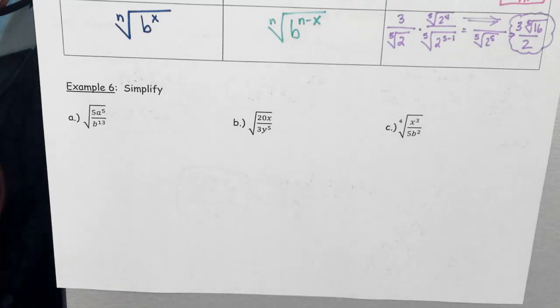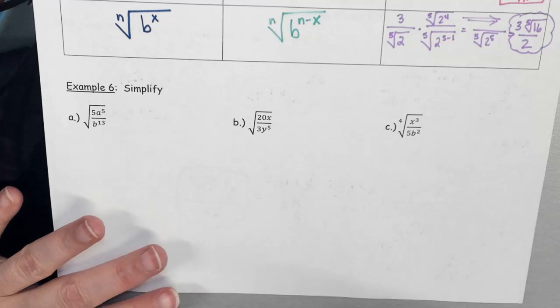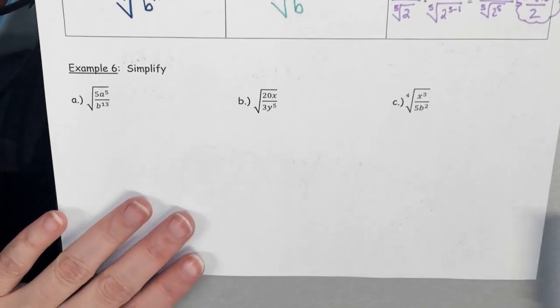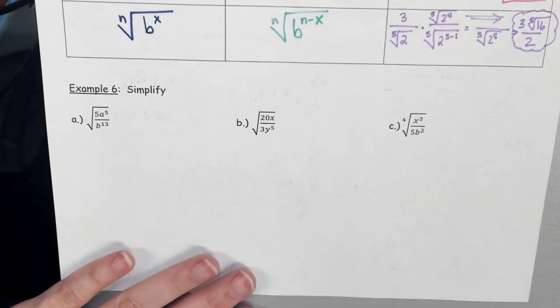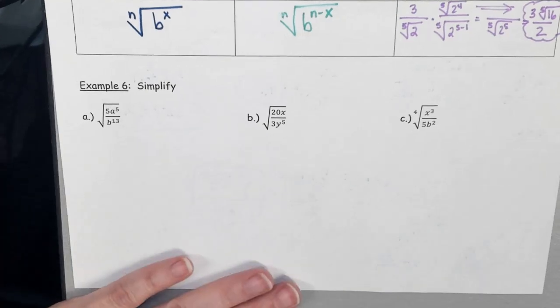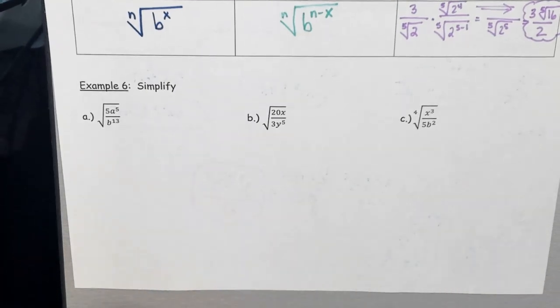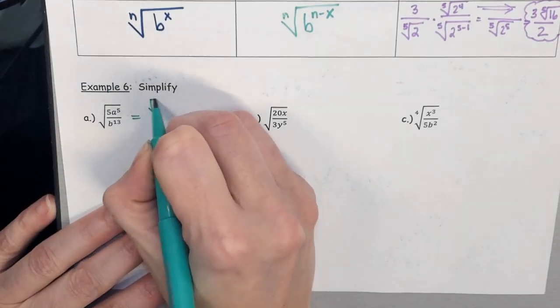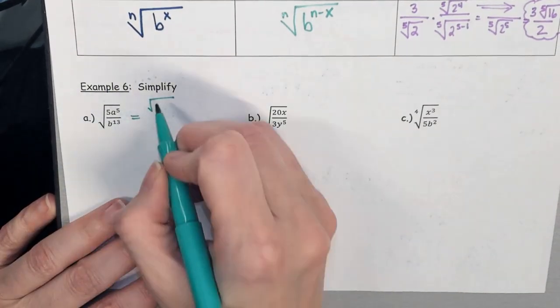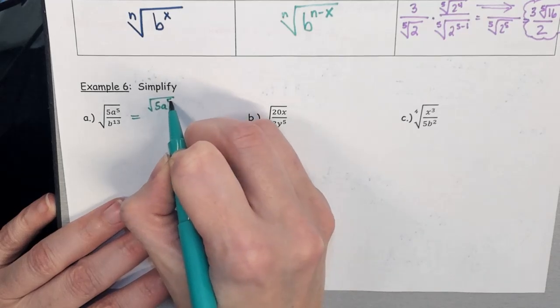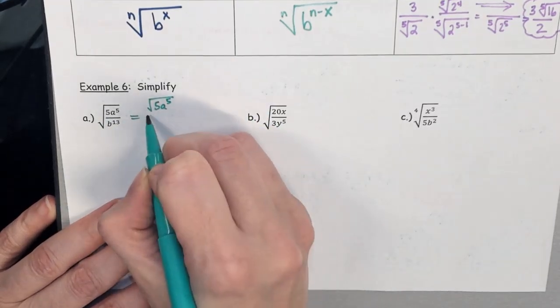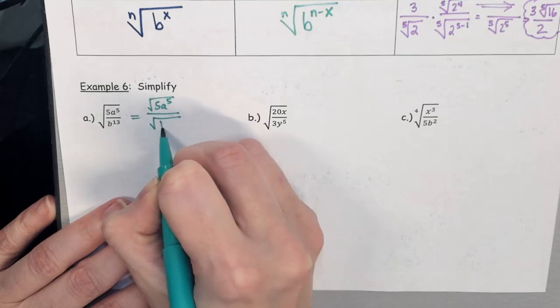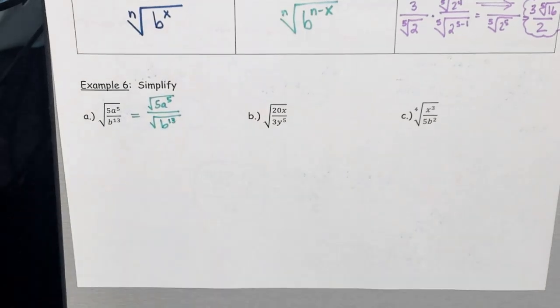Okay, so example 6 is simplifying. And like I said, there's going to be 2 methods you can use to solve. So I'm going to show you both methods, and then I'm going to let you choose which one you want to use. Okay, so for these, we're always going to split this up here. There's nothing I could simplify anyway for this type of problem.